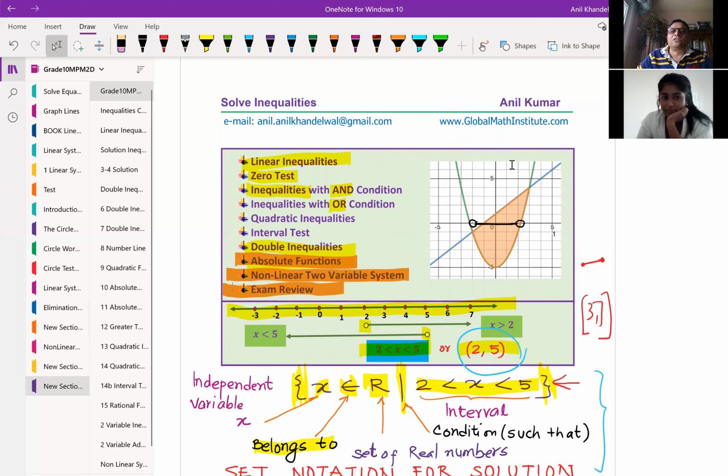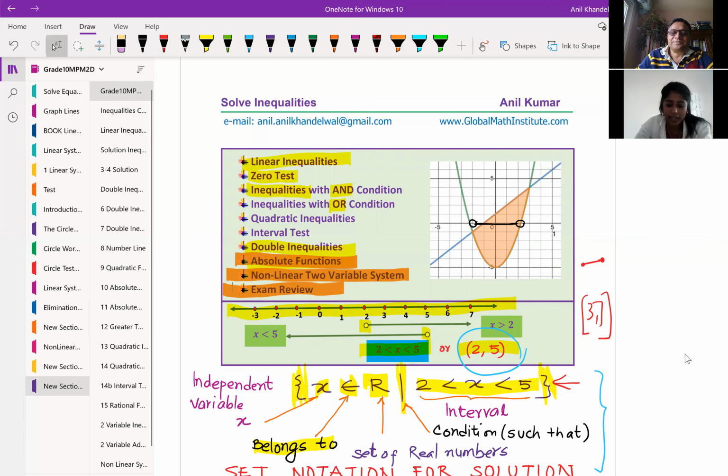So can you now summarize what you have learned about the solution of inequalities? Yeah, so with the linear inequalities, quite simple, just do it like an equation, pretty much solve it. Key thing is when multiplying or dividing by a negative number, remember that the sign flips, it reverses, so don't forget about that. And then the zero test.